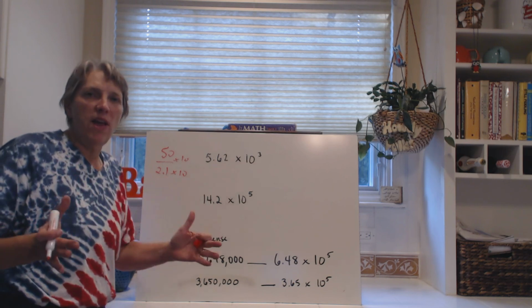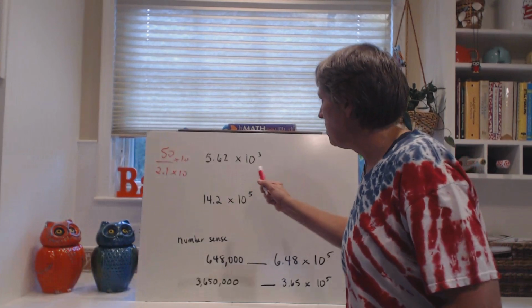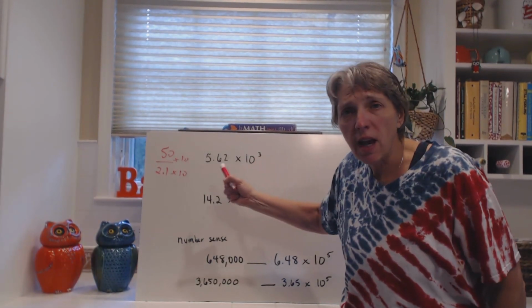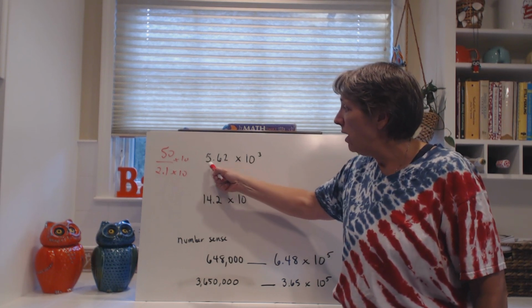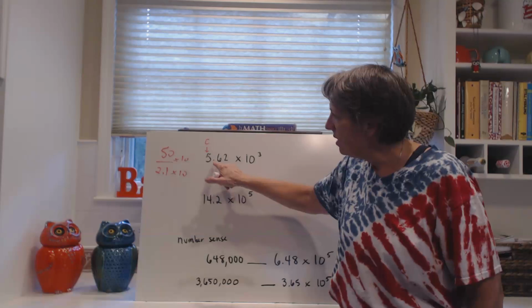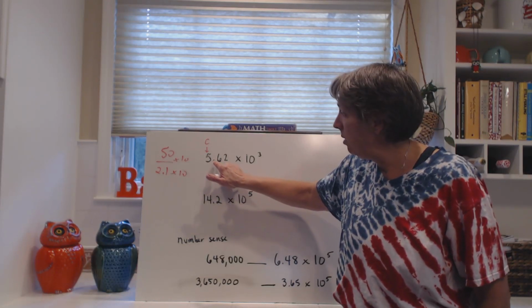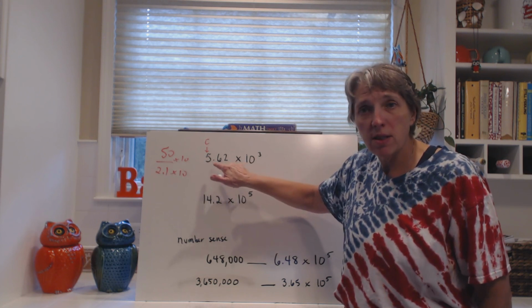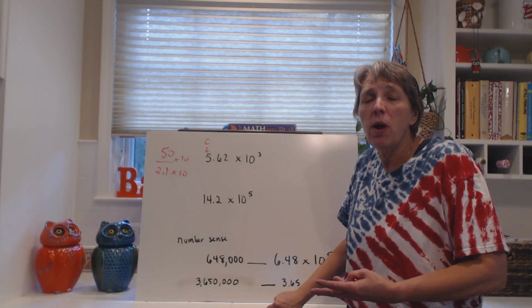Well, you don't need to write all that out, because you're letting me know that you understand that by simply saying, okay, this is scientific notation. It's 5.62. It's the number C. See the C? That stands for C. It is a number between 1 and 9, and it can be a decimal, 5.62, times 10 to the third. So we're multiplying by 1,000.